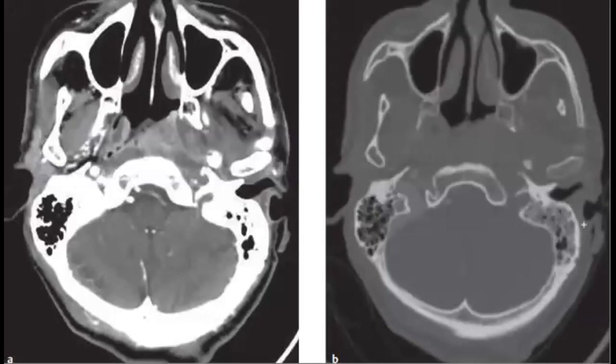So when you find any affection in the mastoid air cells or middle ear cavity, don't forget to check the nasopharynx, especially in the old patient. And this is an MCQ question.